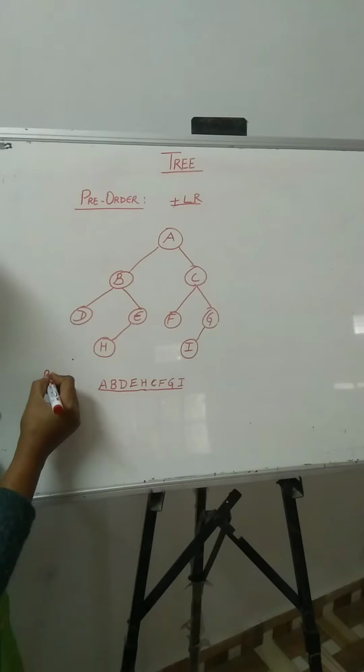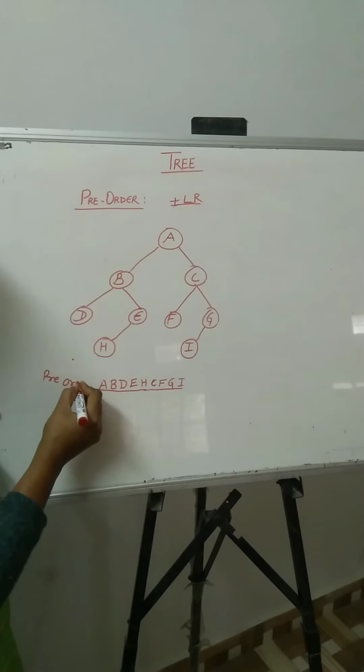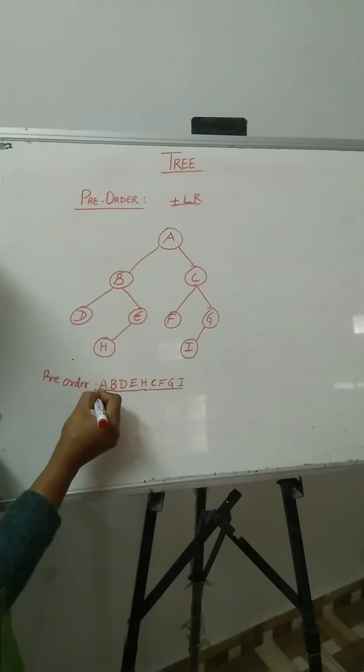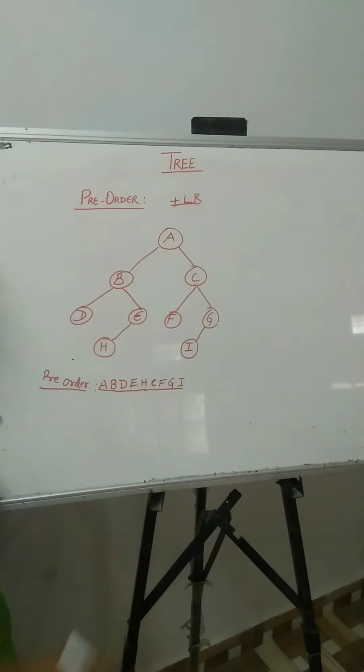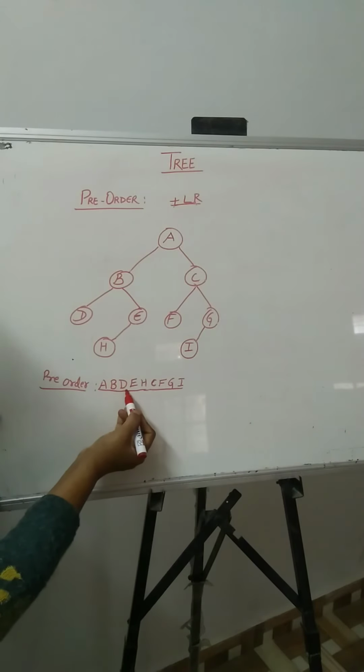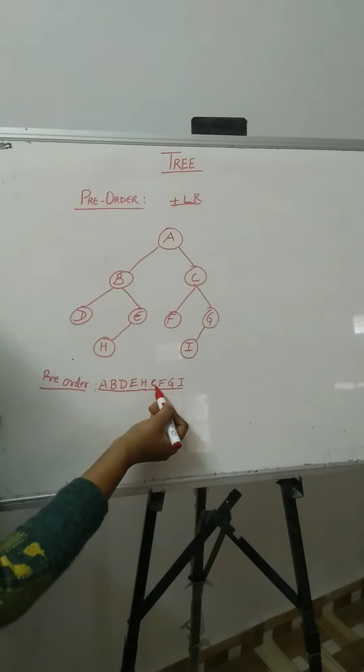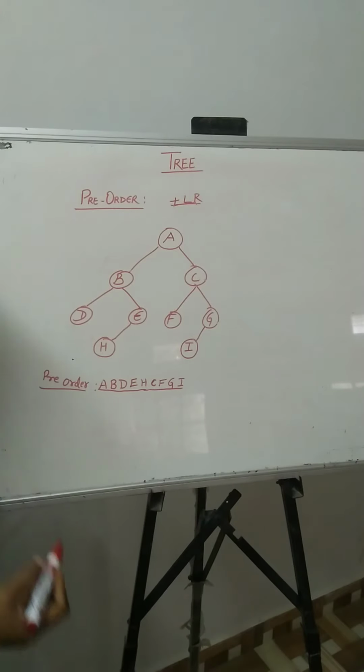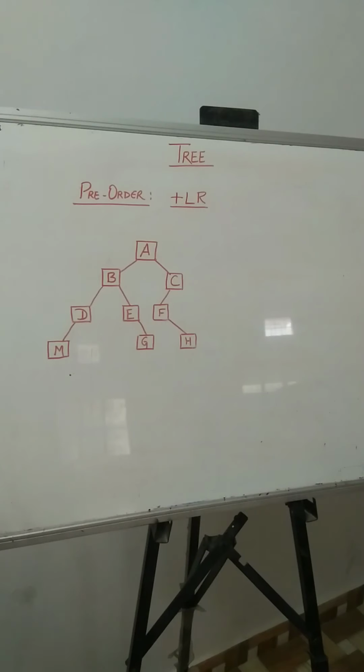This is the pre-order traversal. Pre-order traversal of the given tree is A, B, D, E, H, C, F, G, I. This is the pre-order traversal. Firstly we read the root node, then we go to the left side of the tree, then after the right side of the tree. Clear? Let's see another example.